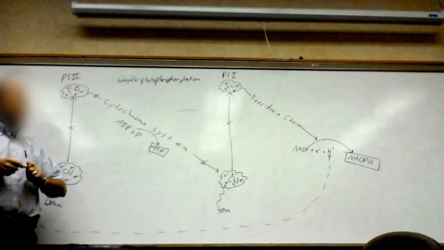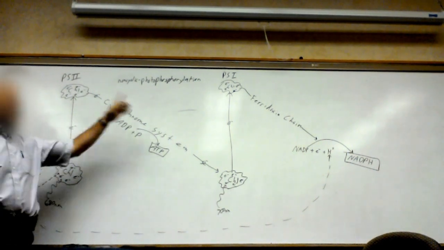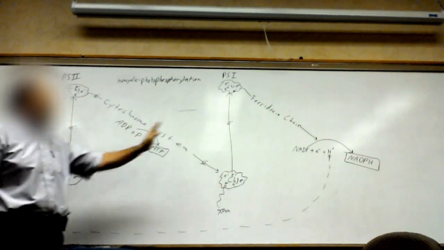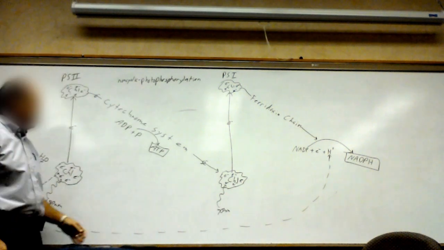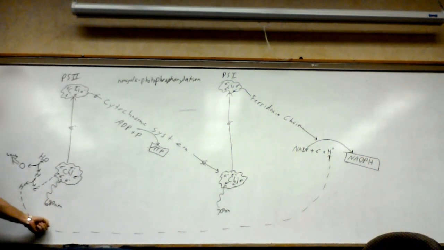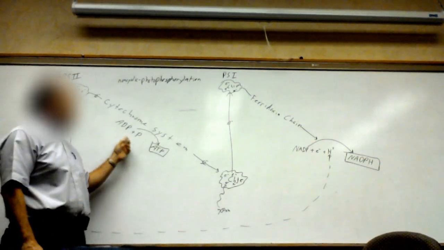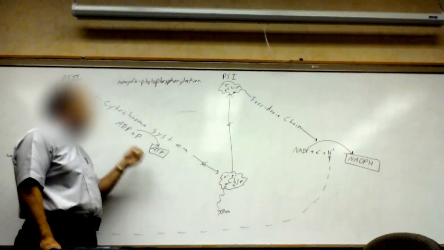So non-cyclic, meaning we're not in a circle. We start here and go one way. Photo, meaning we're using light as an energy source. Phosphorylation means we're adding phosphorus to ADP to get ATP.